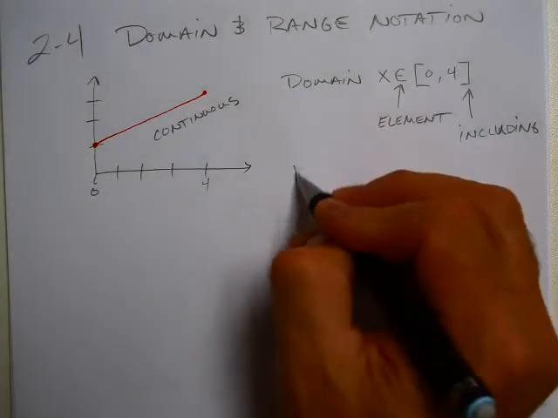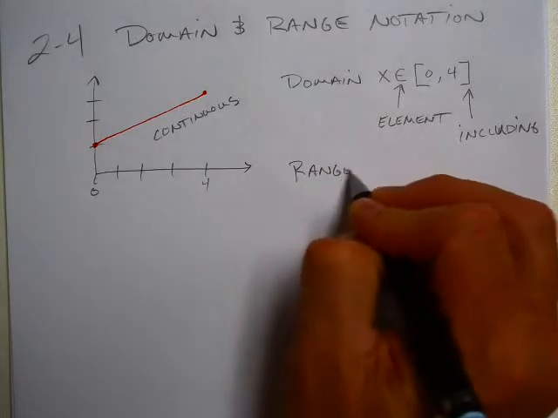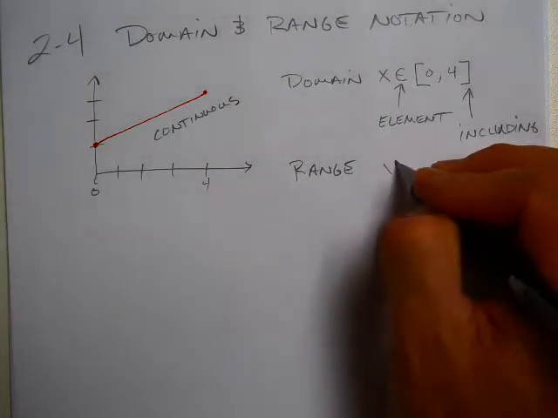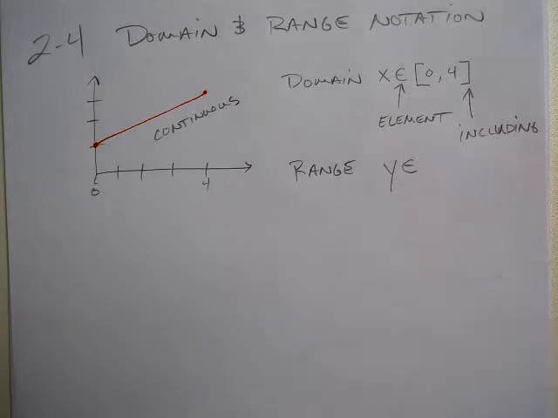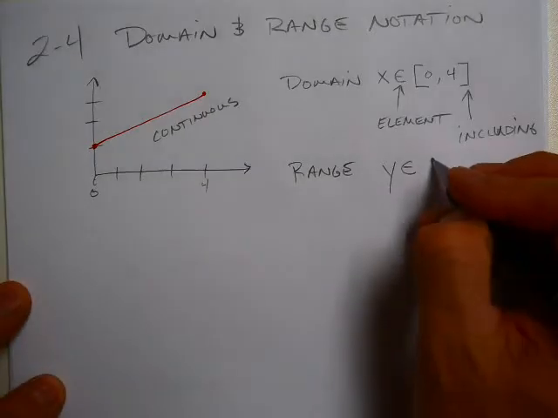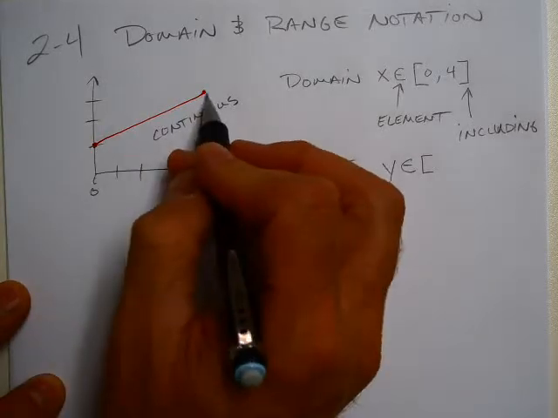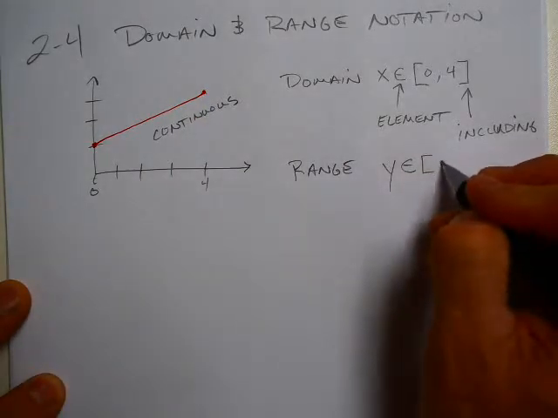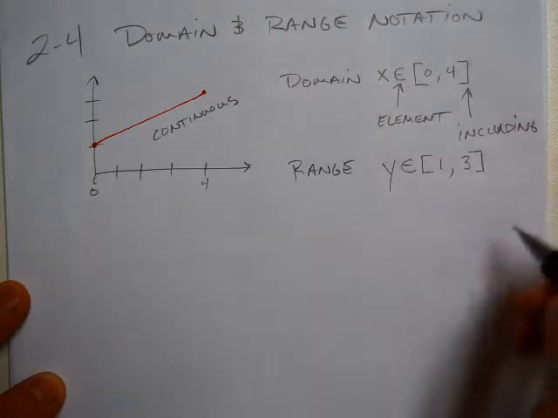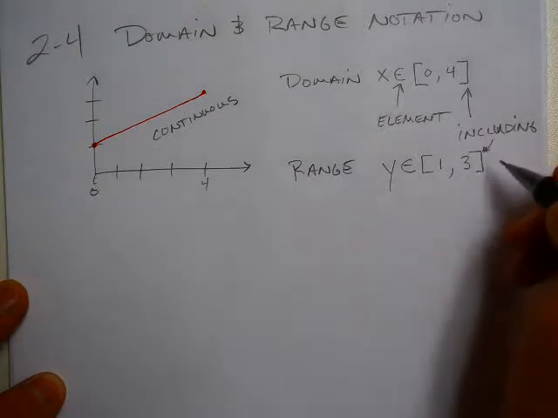So how about the range here? The range, what are the y values? Y is an element. Where do the y values start? 1, right? Good. And when do I run out of y values? Up at 3. Yeah, good. And are they included? Yes, because we have solid dots at the end of our lines. So I'm going from 1 to 3. The brackets include.